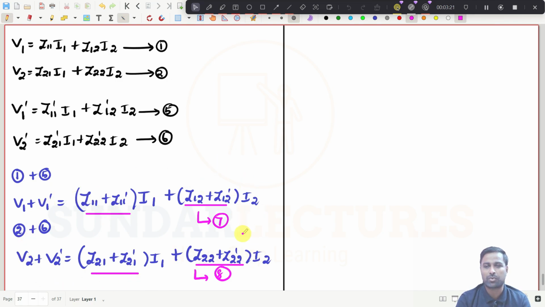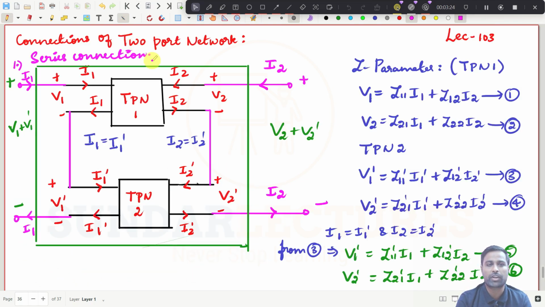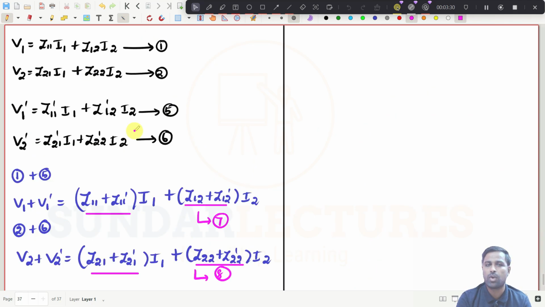This is the equation, and this is the whole two-port network. If two are connected in series, then you can straight away add the two voltages, put it down here, and then add the two impedances. That means for Z parameters, add those two impedance values, and you just write an equation like this. Simply you do this one, right?